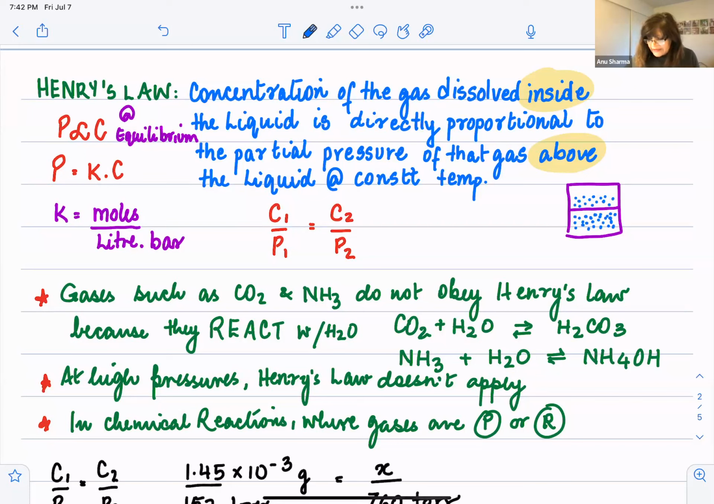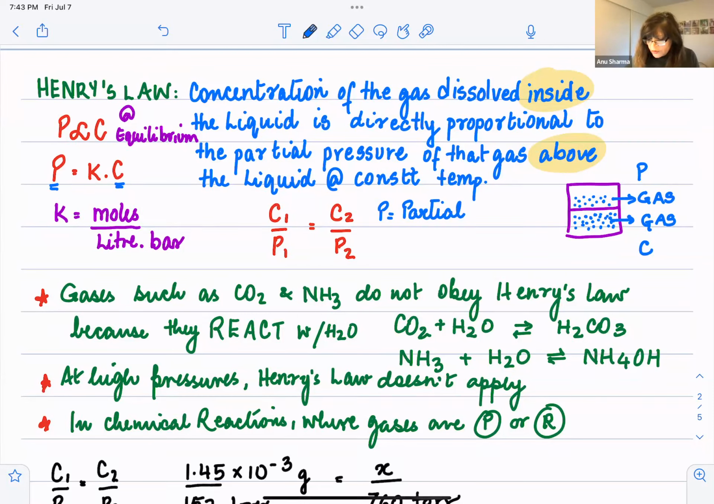So the amount of gas that is dissolved inside the liquid, and the partial pressure of this gas, there is a relationship between them. P stands for that partial pressure and C stands for the concentration. Okay, P is equal to partial pressure. Why is it partial pressure?